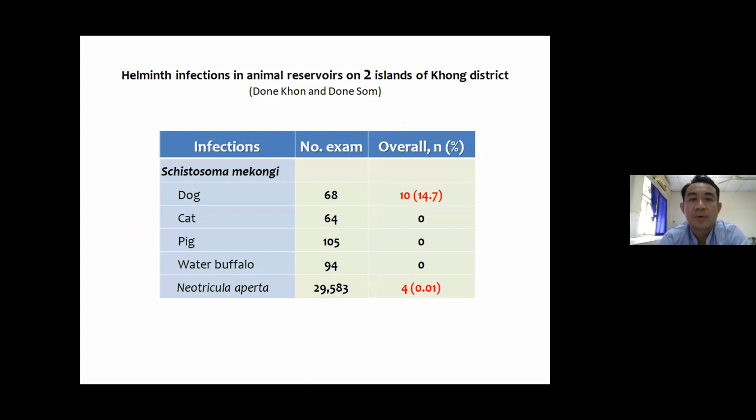This is the result of animal reservoir hosts of two islands of Khong district. We found that dogs infected with Schistosoma mekongi were around 14.7%, and for cat, pig, and buffalo, we could not find any egg from their feces. About the snail, Neotricula aperta, we collected more than 29,000, and we found that 4 of them are positive with Schistosoma cercaria. It means that it's around 0.01% infection rate.